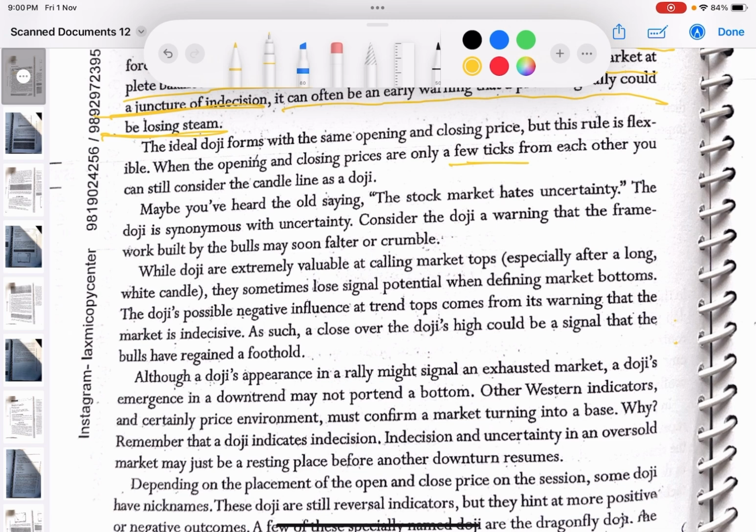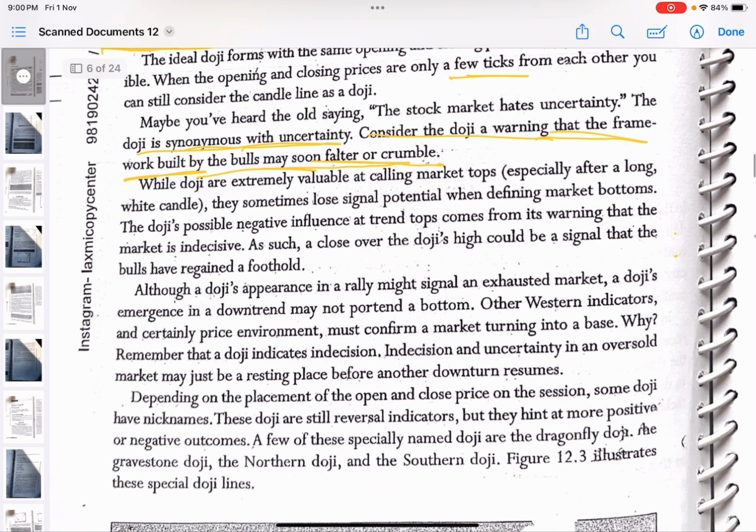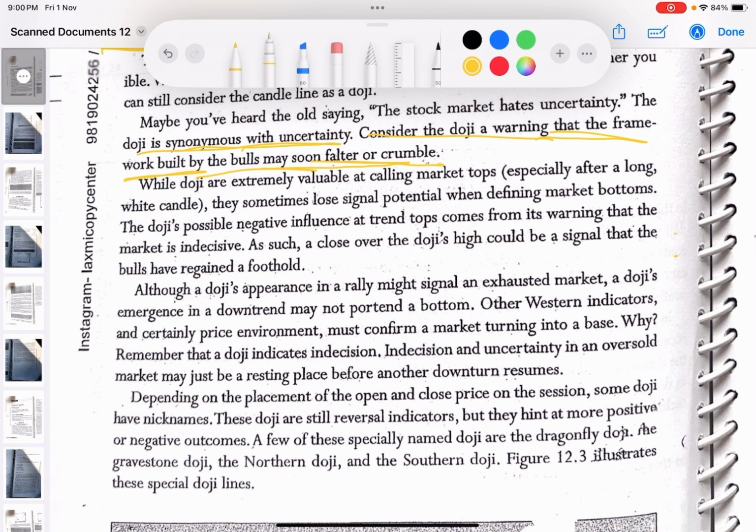Maybe you've heard the old saying, the stock market hates uncertainty. The doji is synonymous with uncertainty. Consider the doji a warning that the framework built by the bulls may soon falter or crumble. While doji are extremely valuable at calling market tops, especially after a long white candle, they sometimes lose signal potential when defining market bottoms.